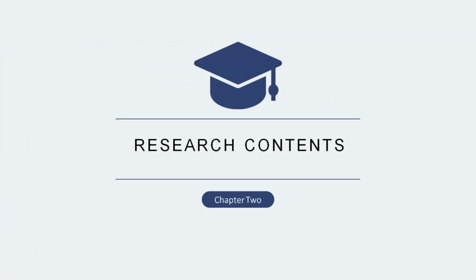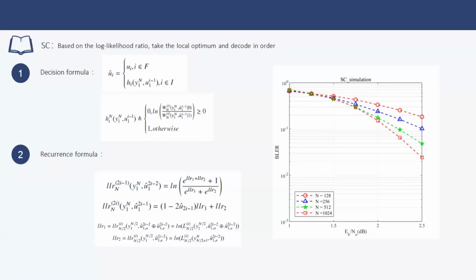So the next part is about my research. First of all, I started with the SC decoder. The SC decoder is based on the log likelihood ratio. It takes the local optimum and decodes in order.